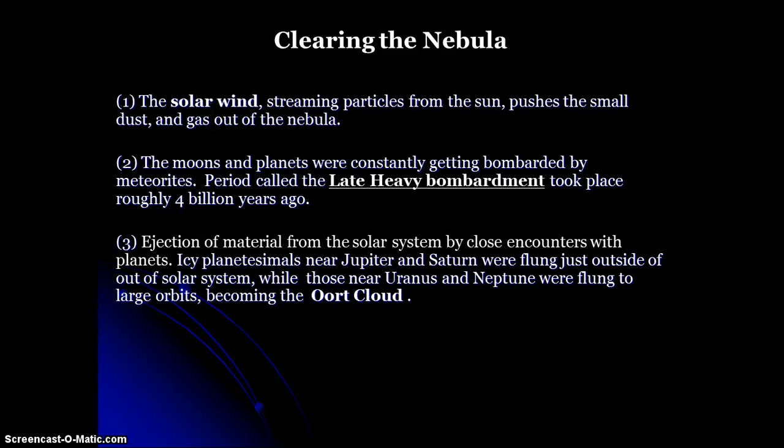It actually pushes the gas far away. And that sort of cleared out the dilute gas that was permeating all between the planets.